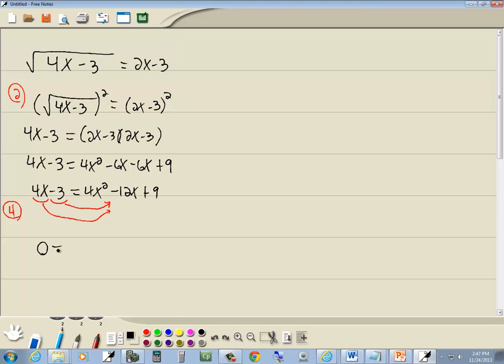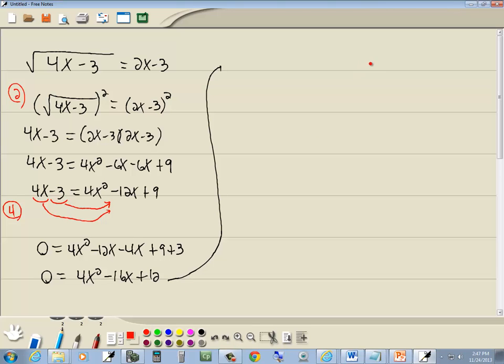Now remember, when you take anything across your equals, your sign changes. So we got the 4x squared minus 12x, and then the 4x becomes a negative 4x plus 9, and then the negative 3 becomes a positive 3. Combine together like terms at any step. Negative 12x, negative 4x is negative 16x. And 9 plus 3 is 12.